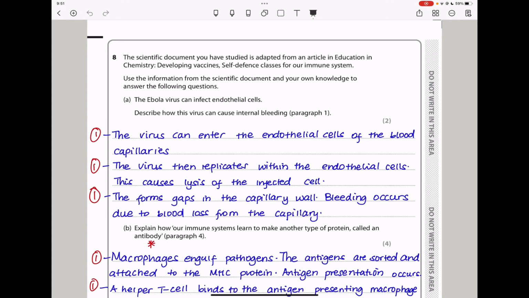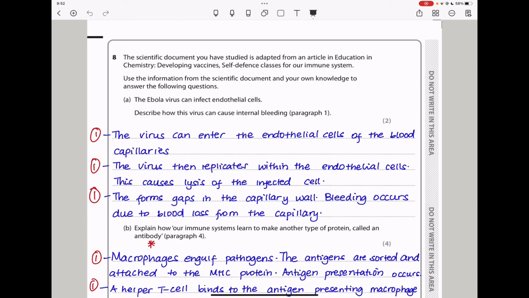Endothelial cells are within the blood vessels, like blood capillaries. If the Ebola virus infects those blood capillary cells, it means they are going to go through the lytic phase, and when that happens, the cells are going to be destroyed. Destruction of the endothelial cells will cause the leakage of blood from the inside of the blood capillary into the surrounding tissues, and that can cause internal bleeding.